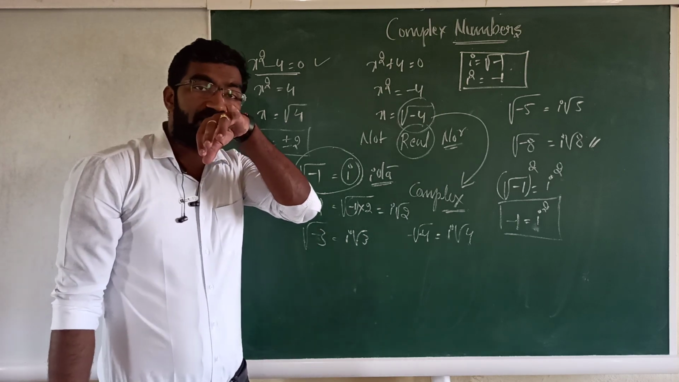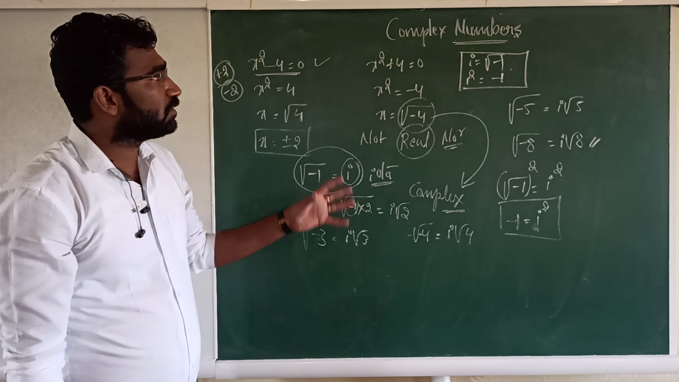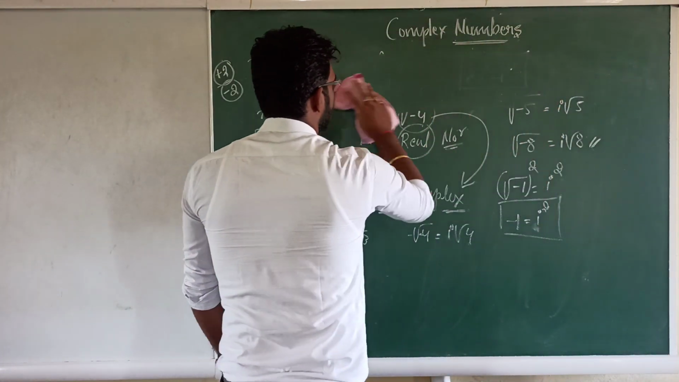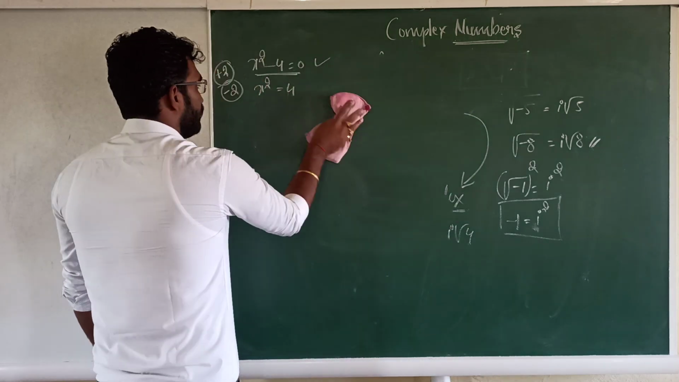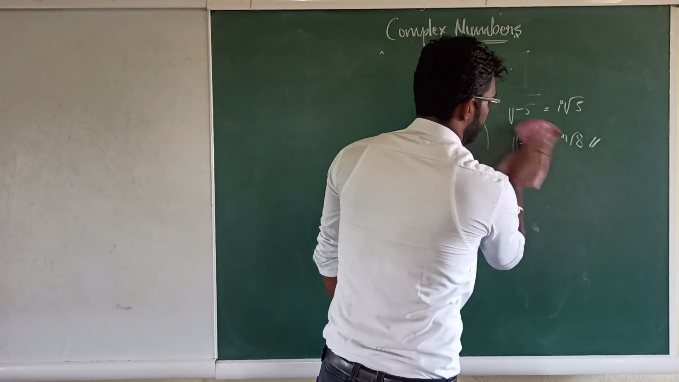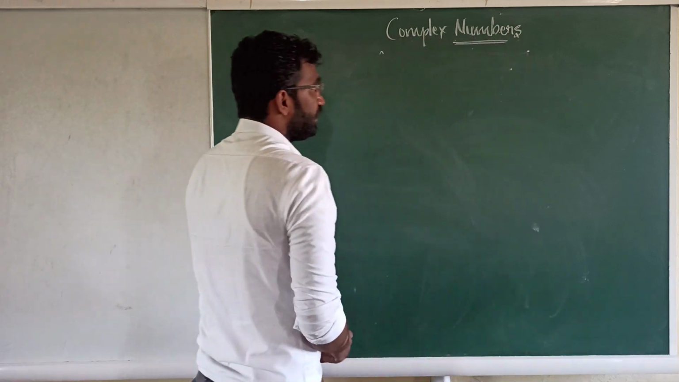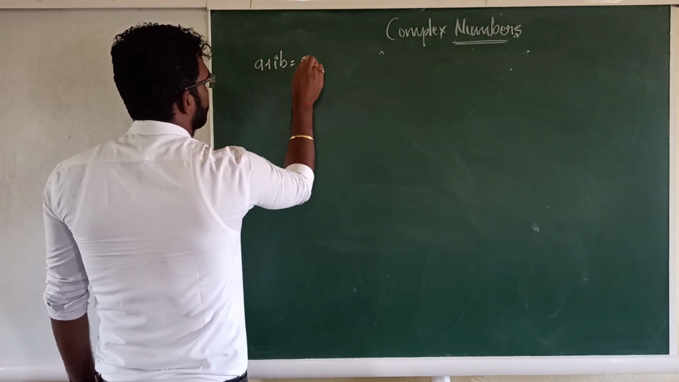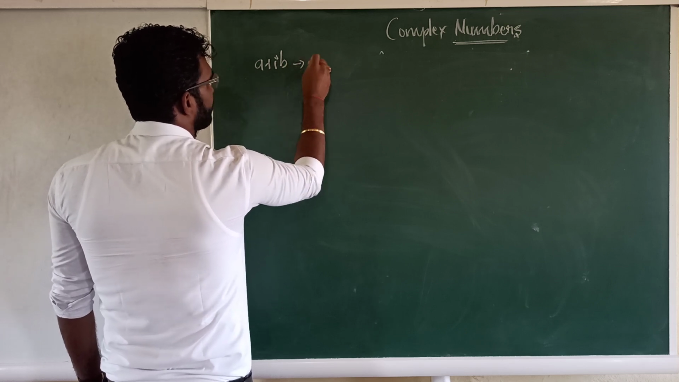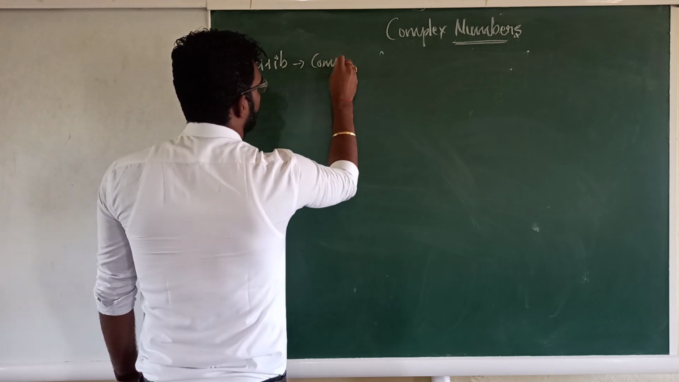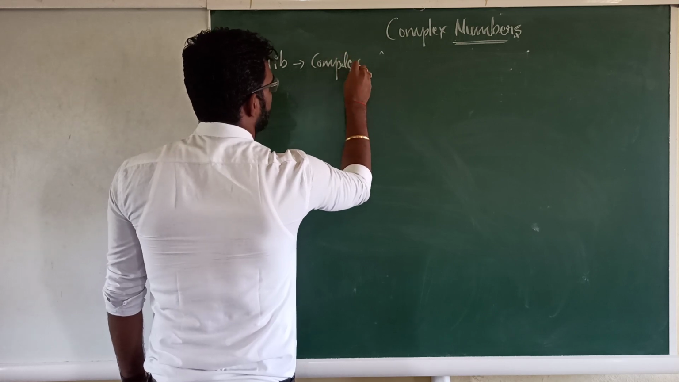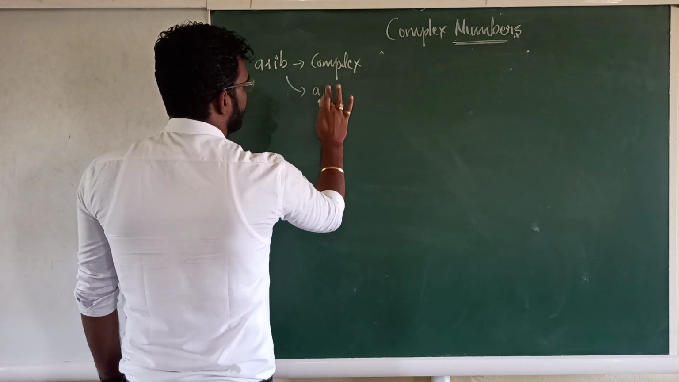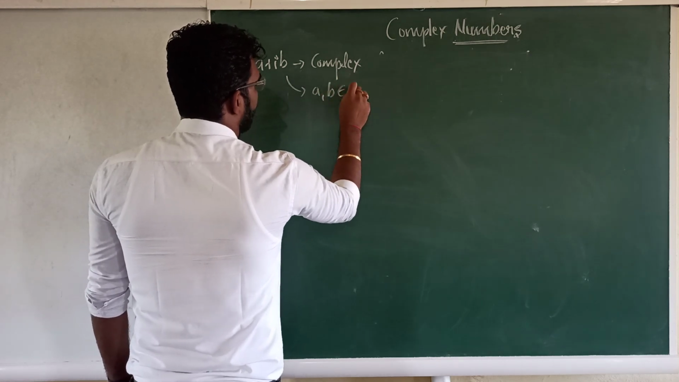Now the real chapter starts. Which kind of numbers are called complex numbers? Simple. A number of the form a plus ib is called a complex number, where a and b are real numbers.